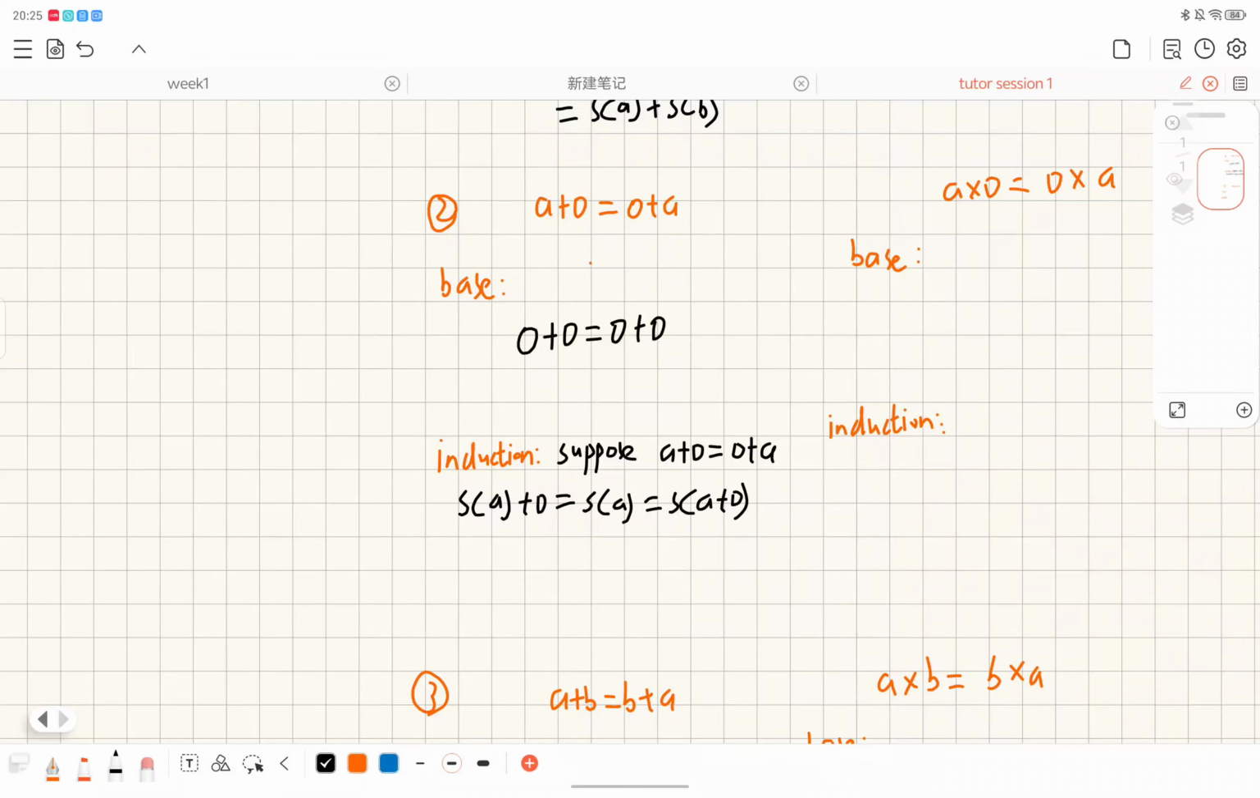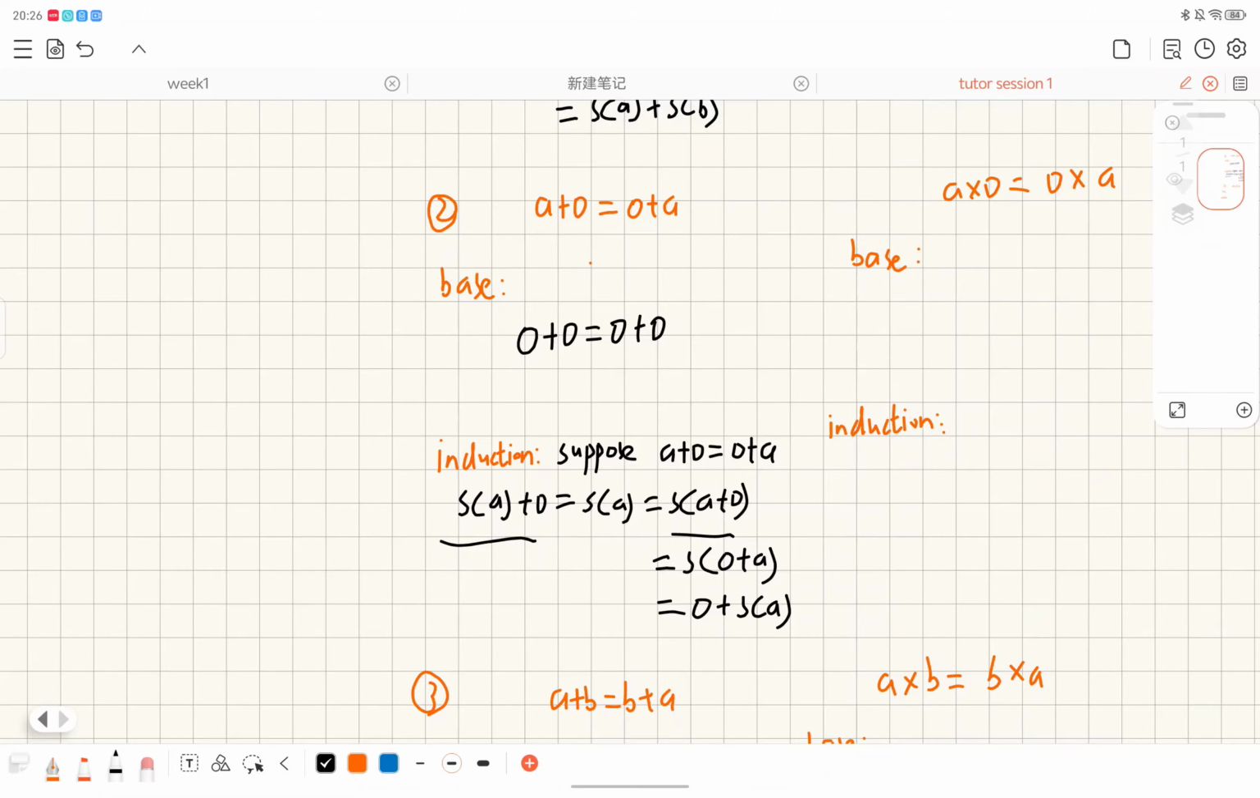We need to add this step because without the middle step, we cannot directly show that this step equals this step. We need the middle one. And we know that a plus 0 equals 0 plus a, so we can set this one equal to s(0 plus a). And finally, we can get 0 plus sa. Hence, we have proved this one.